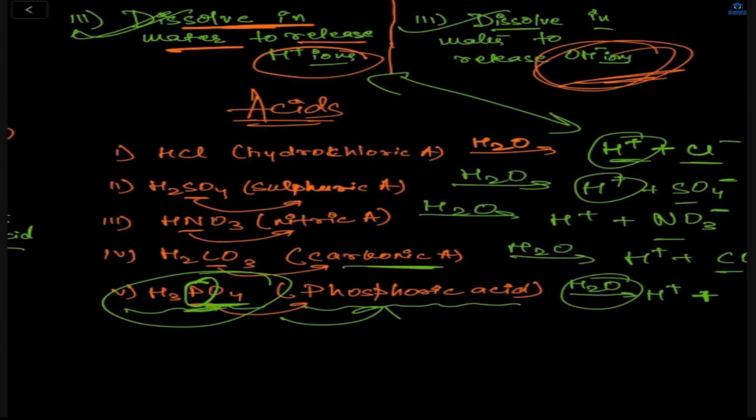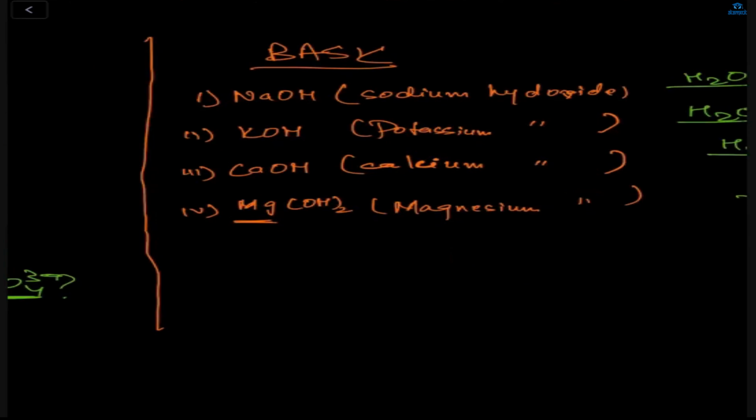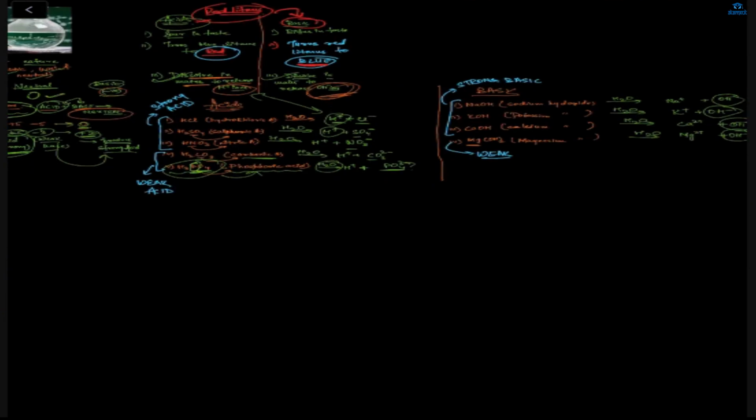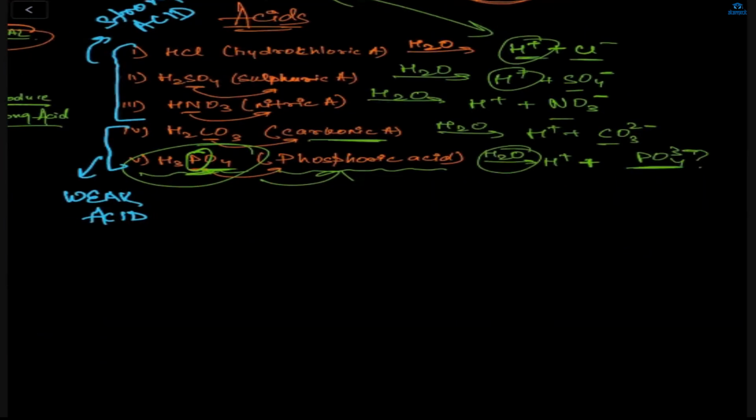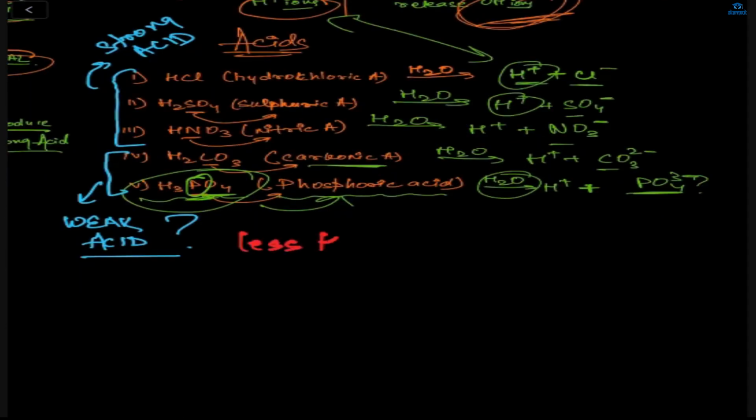Here, HCl, H2SO4 and HNO3 are the strong acids, and these two are the weak acids. In the bases, these three are the strong bases and this is the weak one. Okay, any doubt till now? Let me ask Rudra a question. What is a weak acid? Any idea about weak acid? Ma'am, it will have less H plus ions. Good, less H plus ions.